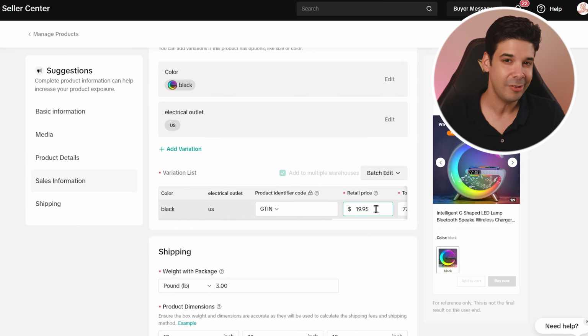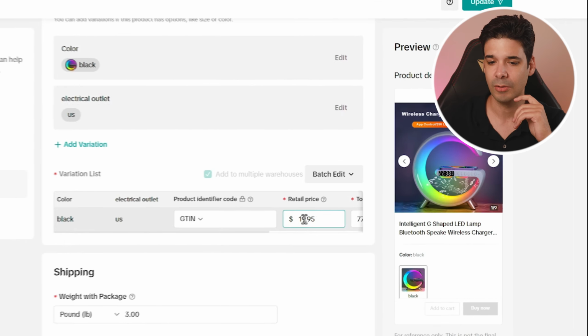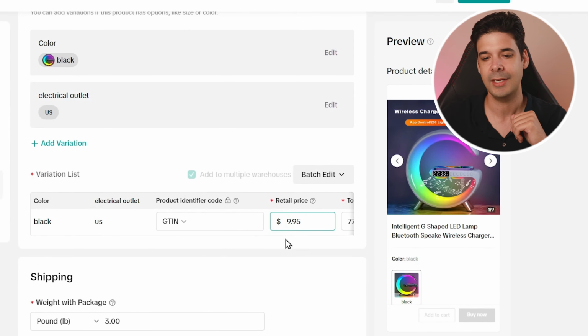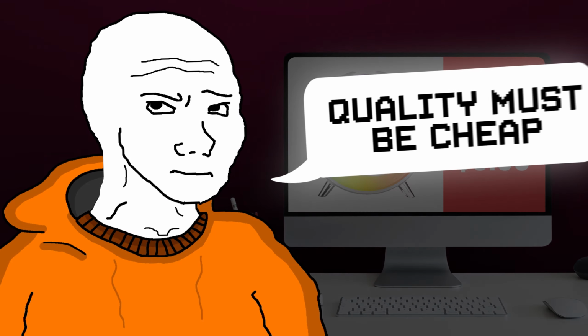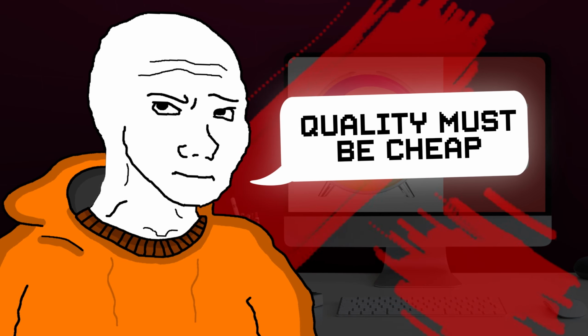However, this product only cost me $5. So what if I just make it $9.95? More people will buy it, and I still have a good profit margin. But what if people think that by this being so cheap in price, it's actually also cheap in quality, and they won't buy it? I don't know what to do.